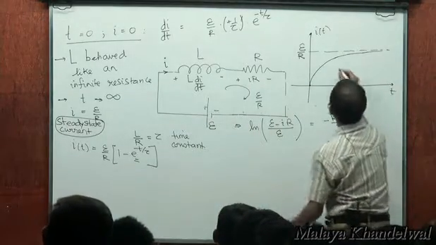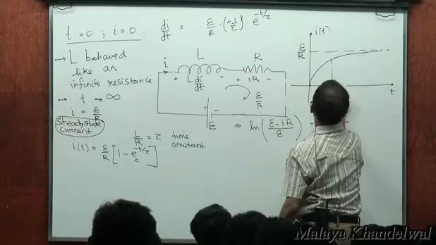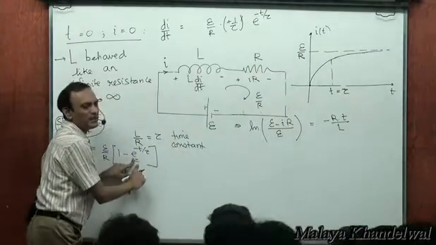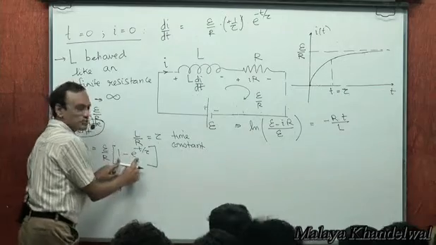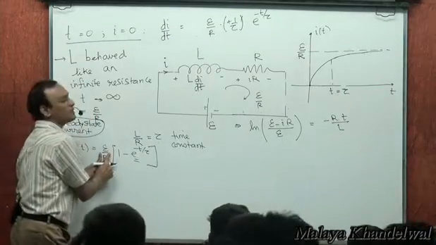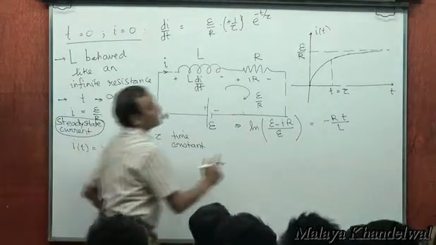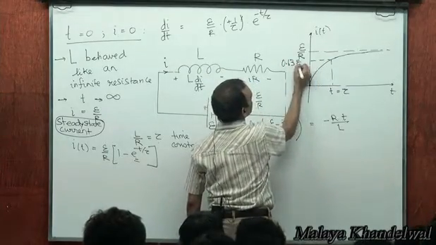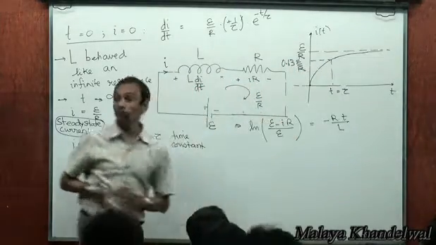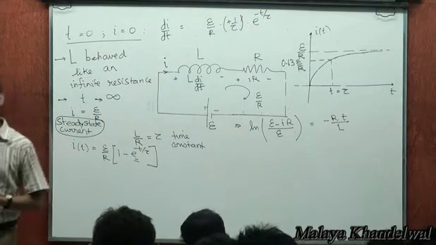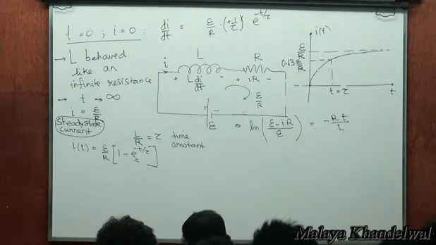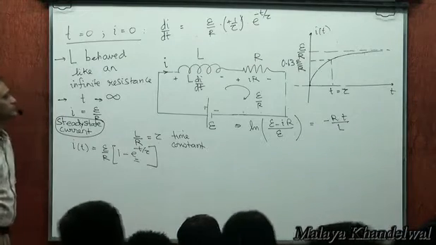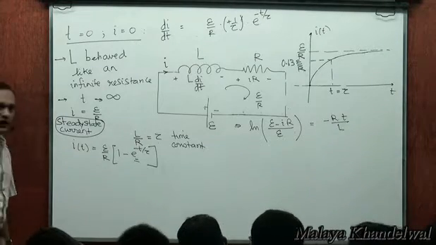And of course, as you can see, at t equal to tau, this will become 1 by e. 1 by e is 0.37 roughly. So this will become 0.63, so 63% of the maximum current. In a time t equal to tau, it becomes 63% of the maximum current. That's the growth of current in the LR circuit, right? That's how it grows.